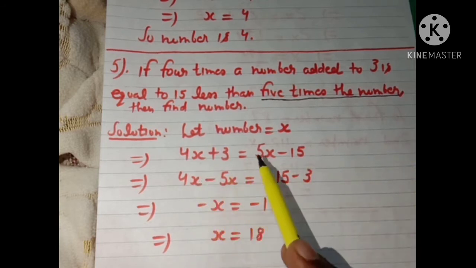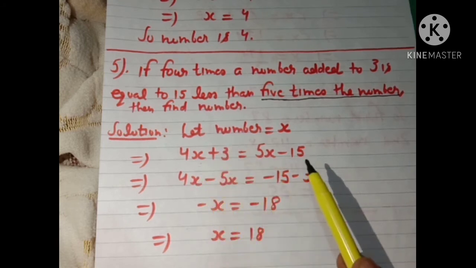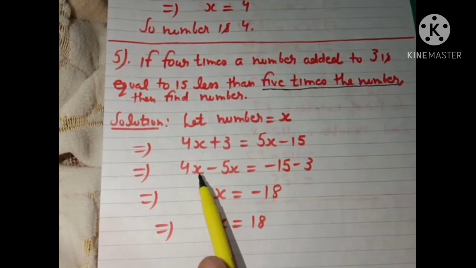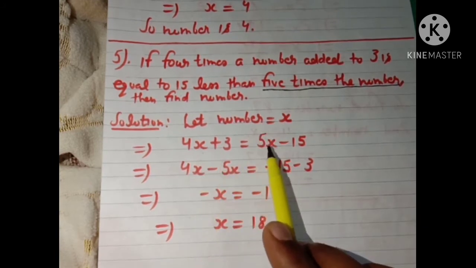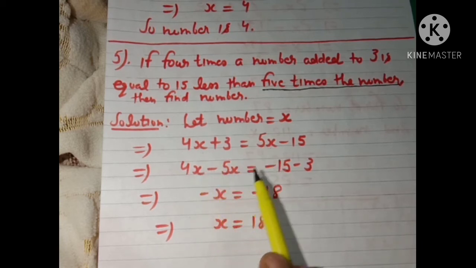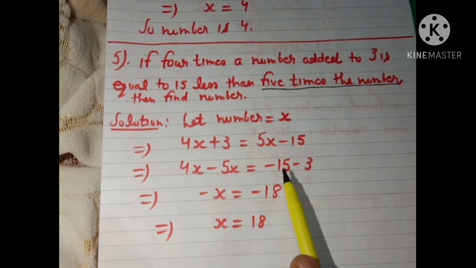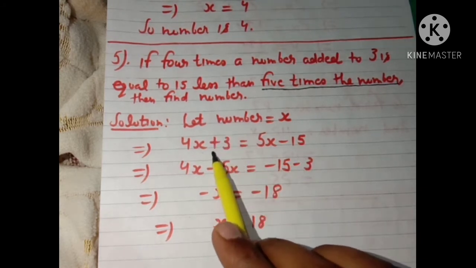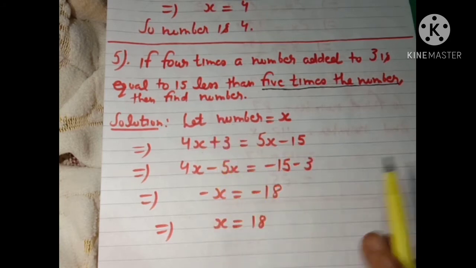And now it is a very simple equation because again we have to transpose the variable terms to the left hand side and the constant terms to the right hand side. So you can see this 4x is already on the left hand side, so write down this as it is, and then take this 5x to the left hand side, then it will become minus 5x, then equal to this minus 15 is already on the right hand side, so write down this minus 15, and then transpose this plus 3 to the right hand side, then it will become minus 3.